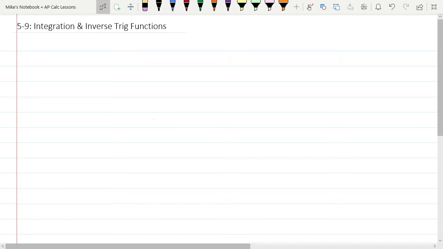And welcome to Lesson 5-9. This is actually the last lesson for Unit 5. And today we're talking about integration and inverse trig functions.